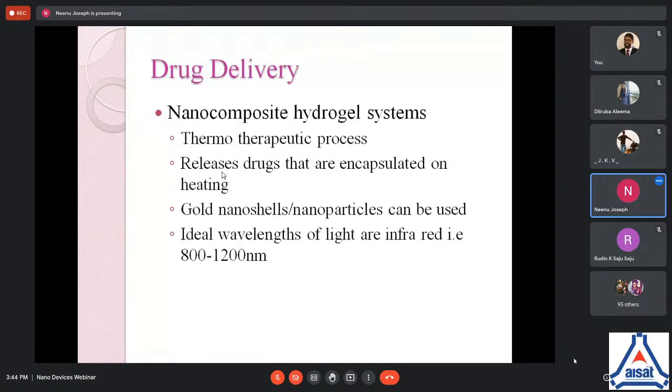And the second type, nanocomposite hydrogel systems, a thermotherapeutic process, releases drugs that are encapsulated on heating. Gold nanoshells or nanoparticles can be used here. Ideal wavelength of light is infrared, that is 800 to 1200 nanometer.